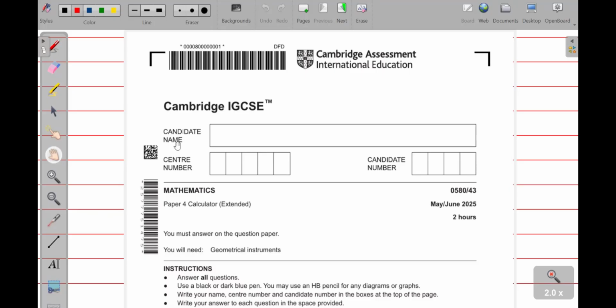Today I'm going to solve IGCSE Mathematics Paper 4, Variant 3, May June 2025.